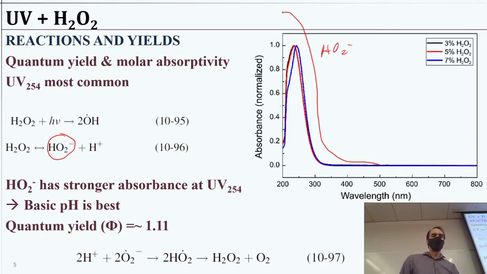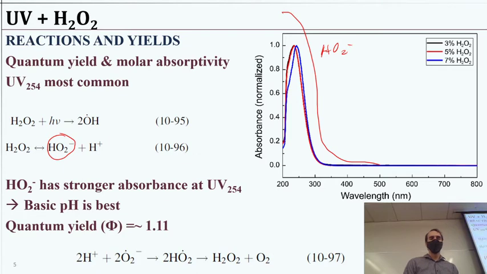And so controlling the pH is important, because then we can control how much is in the hydrogen peroxide form versus this version. And I wrote here that basic is best. Thinking about it right now, I'm feeling like that's the opposite. I think acidic is best.